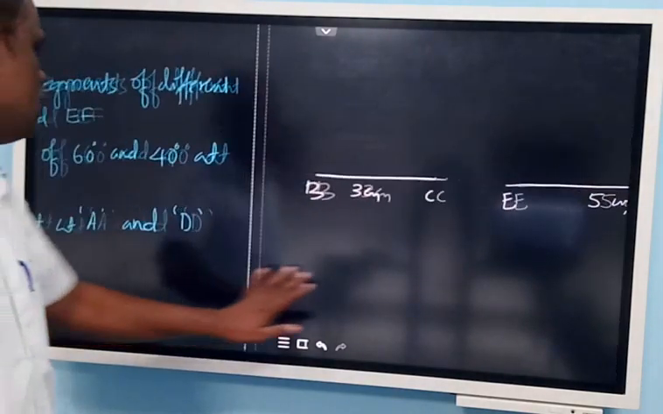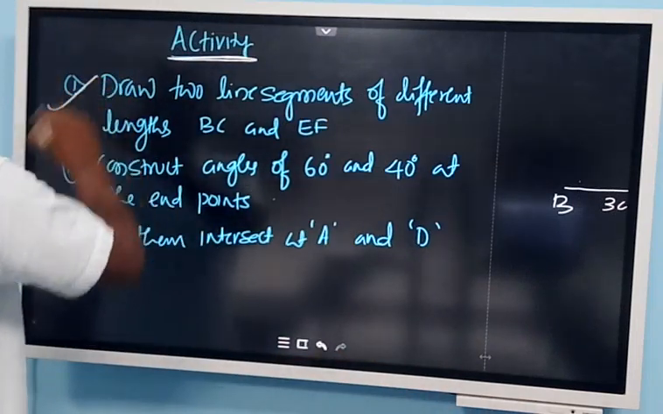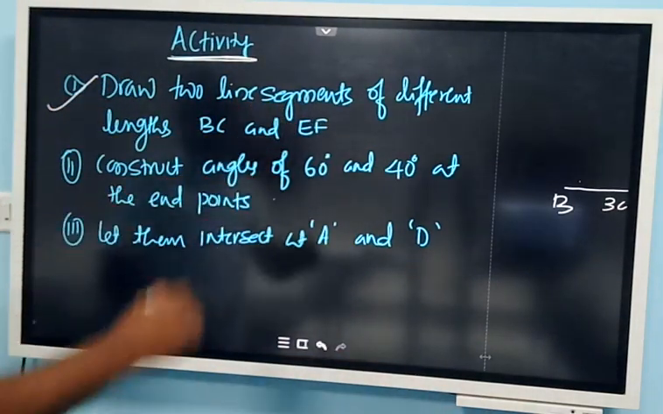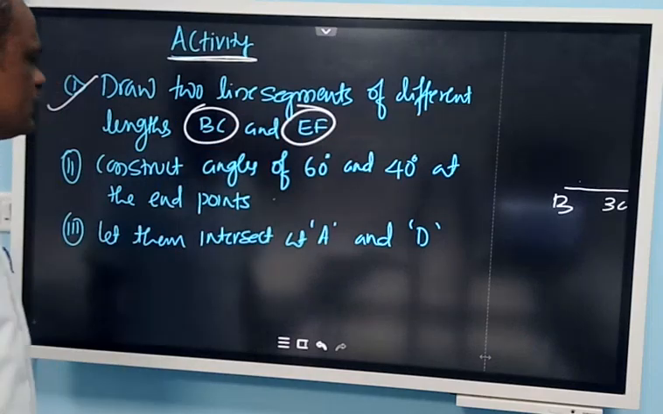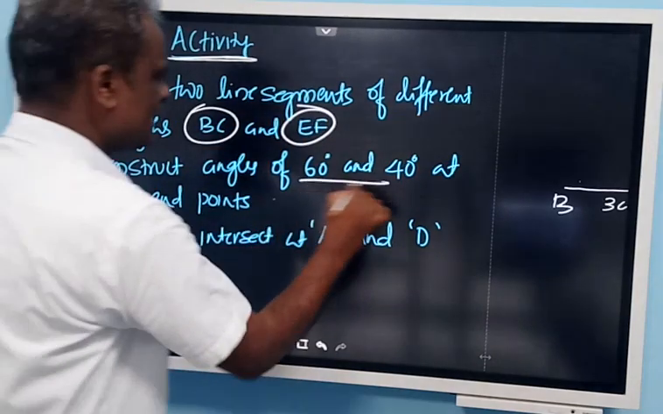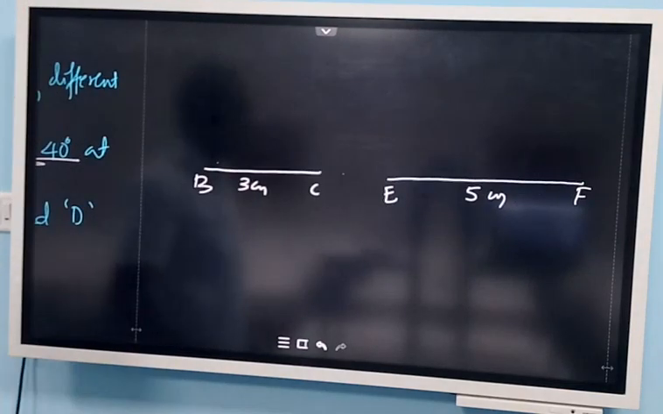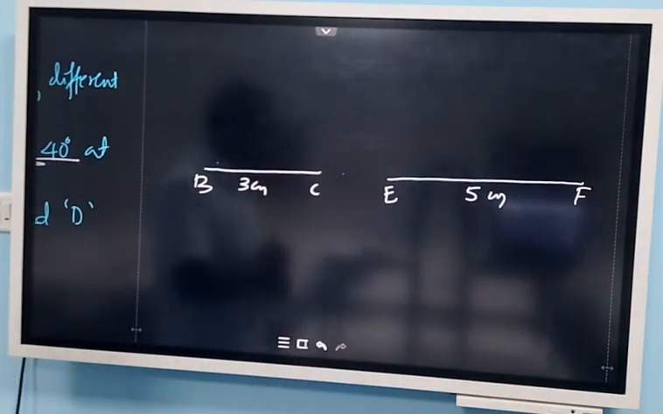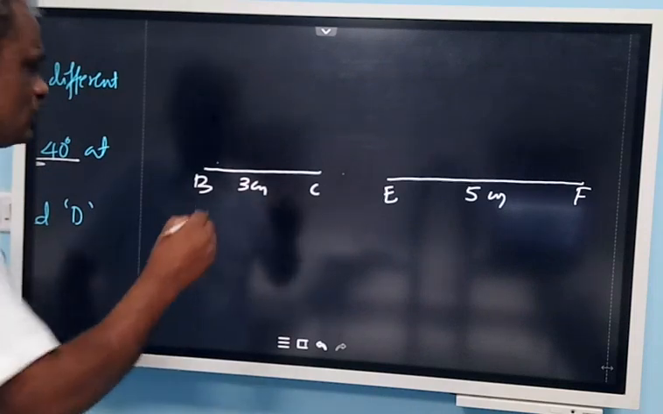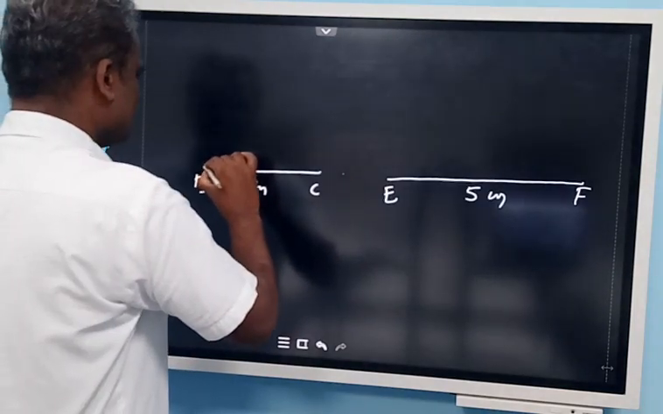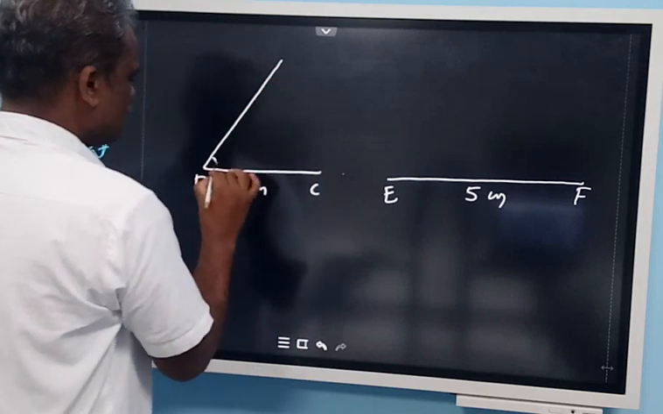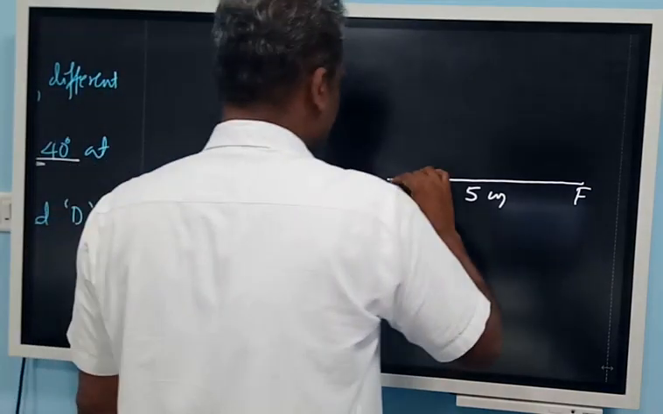Now, first step over. We have drawn line segments of different lengths, BC and EF. Now construct angles of 60 degree and 40 degree at the end points. You need to construct using the instruments. Here we are drawing the rough diagram, so you can construct a 60 degree angle like this. So here it should be 60 degree. Same way you have to do at E also.